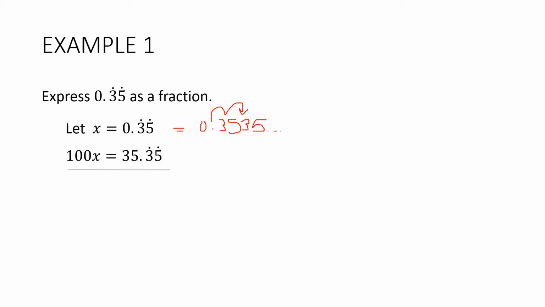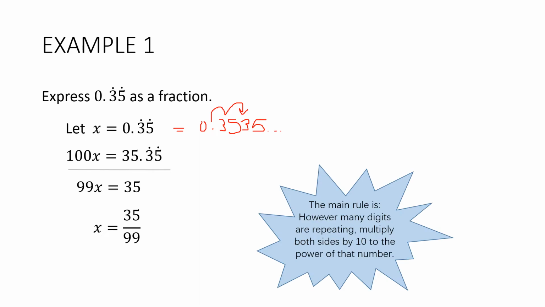Again, subtract, so 100x take away x is 99x. 35.35 repeater take away 0.35 repeater. These parts here will be subtracted. It is going to equal 35. Divide both sides by 99, and x is equal to 35 on 99. Now here's the main rule. However many digits are repeating, we multiply both sides by 10 to the power of that number. So in this case there's 2, so I want to multiply it by 10 squared, which is 100.